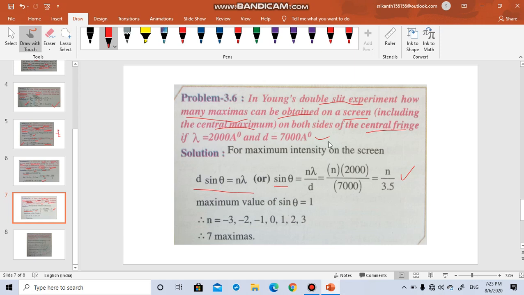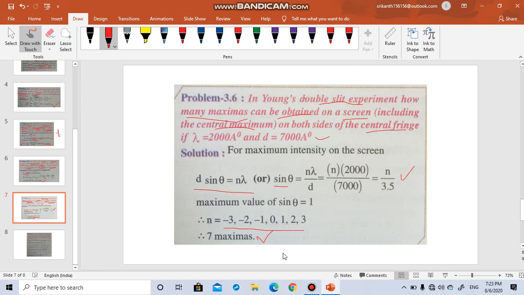See, when you put n divided by 3.5, how many maxima are possible actually? How many values can n take? It can take a value which is less than 3.5. So these are all the values: minus 3, minus 2, minus 1, 0, 1, 2, 3. These are the possibilities. So how many are there? There are a total of 7 maxima.